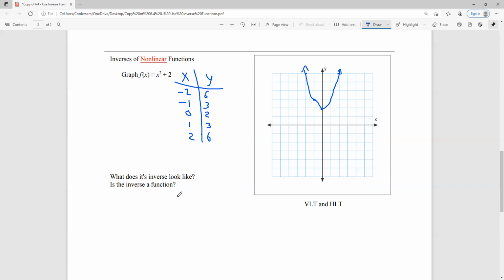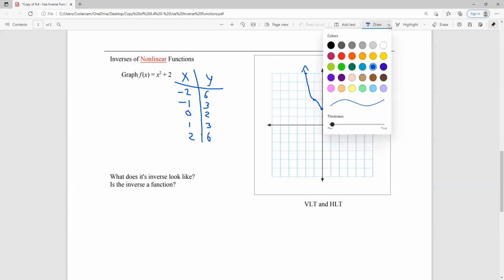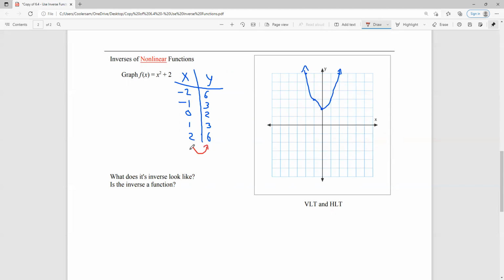All right, so what does its inverse look like? Is the inverse a function? So to find the inverse of this, I kind of already hinted at this earlier, but what I need to do is swap the inputs and the outputs. So the inverse would look like this. It's the same thing as above, but now my x's and y's are going to be switched.